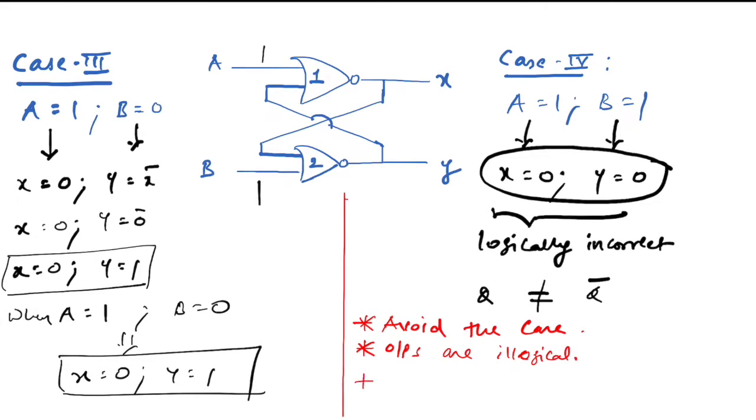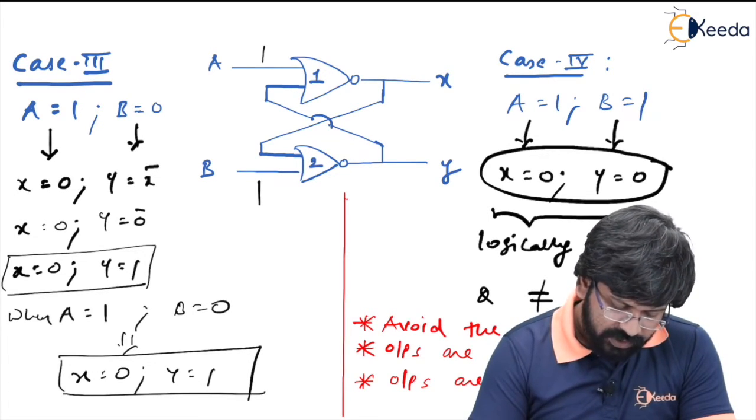Outputs are illogical. Also, sometimes we can say outputs are indeterminate in state. Why am I saying this as indeterminate? I will prove this point when we see the next video. I will explain why outputs are called indeterminate in case number 4.